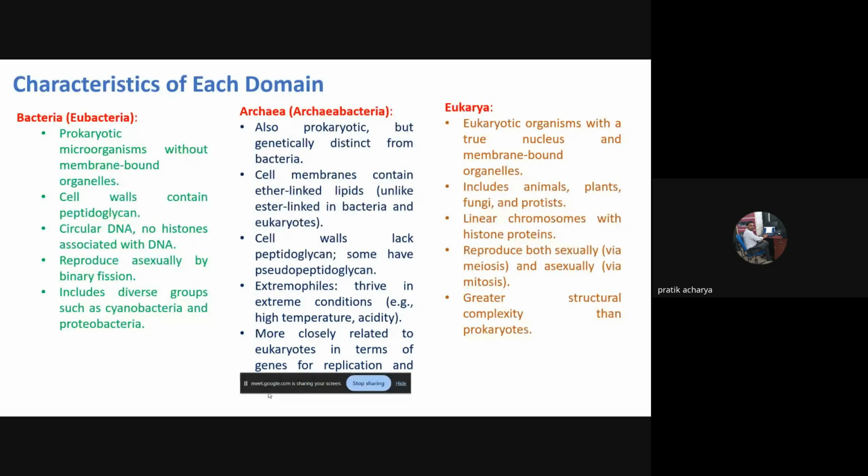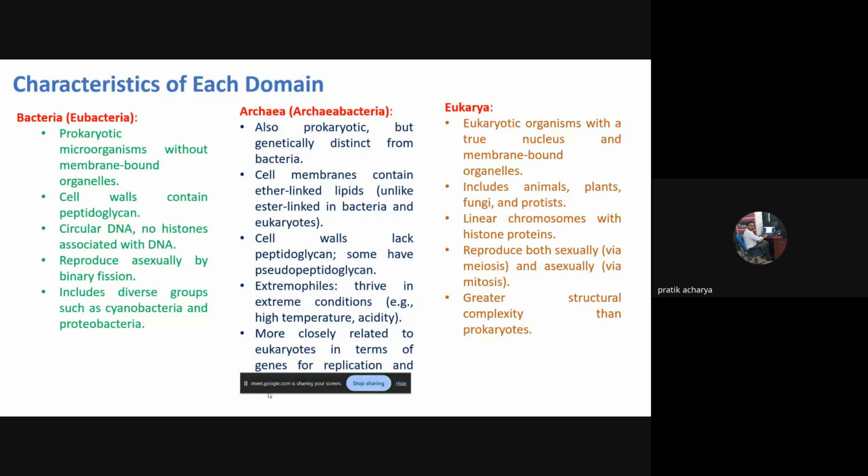Circular DNA, no histone associated with DNA. DNA is circular and no histone is associated. DNA is present at the place of the nucleoid, because in a eukaryotic cell, DNA is present in the nucleus. But here, no nucleus was found. A primitive nucleus was found, which is called the nucleoid. In that nucleoid position, DNA is present.